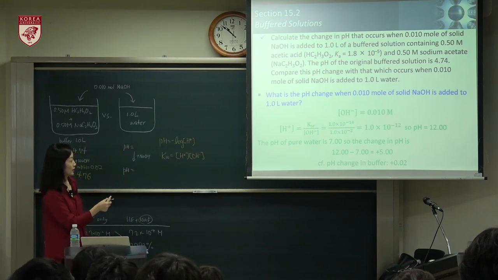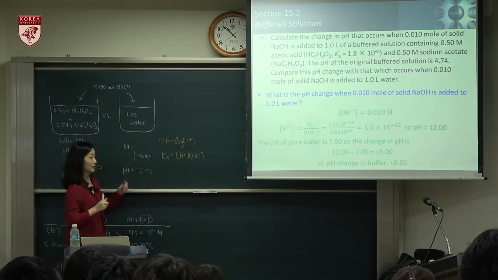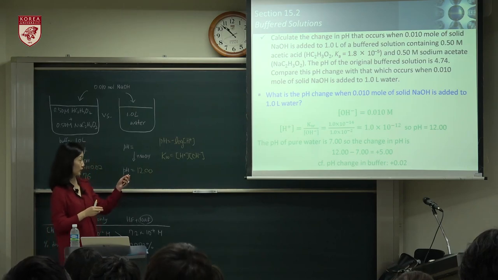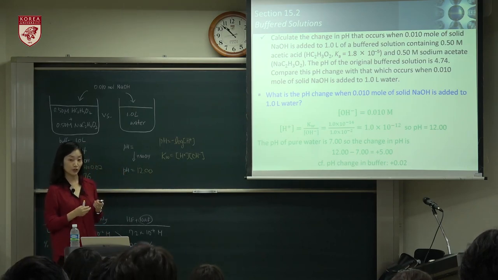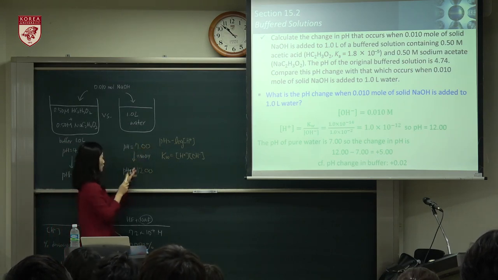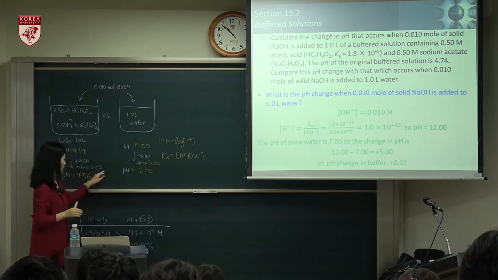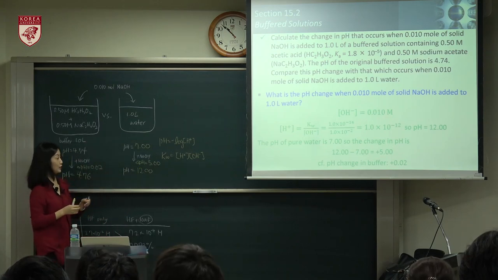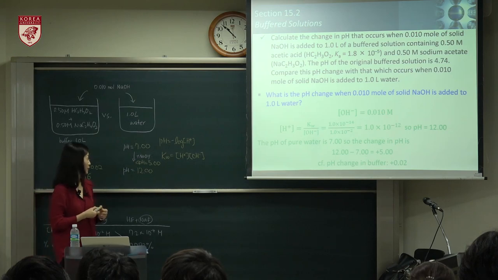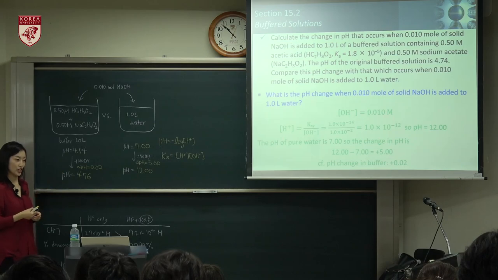So the pH is 12.00 when NaOH is added to the pure water. The pH of pure water at 25 degrees Celsius is simply 7, right? So what's the change in pH in this case? It's 5, okay? We see a large difference in the change of pH, right? So this tells us that our buffer is effective in resisting a change in pH.